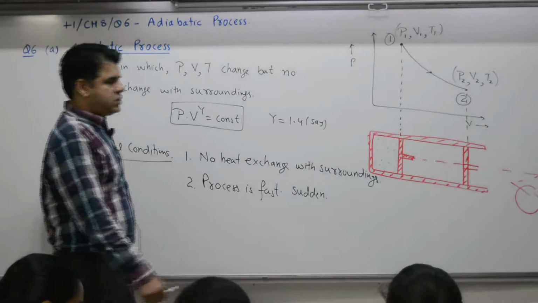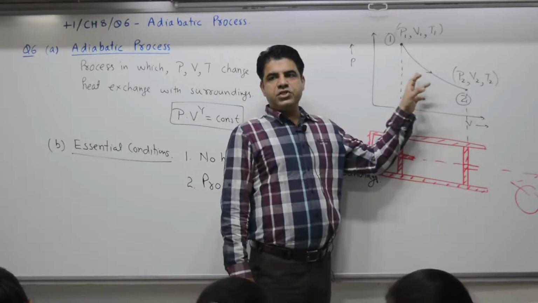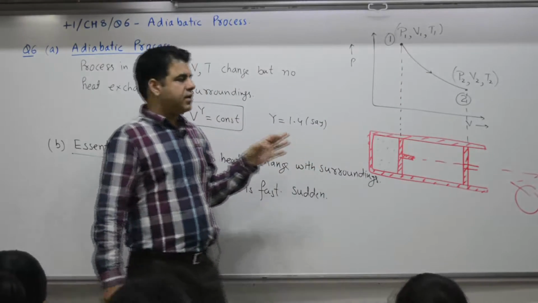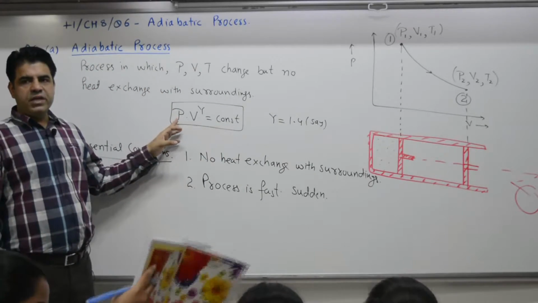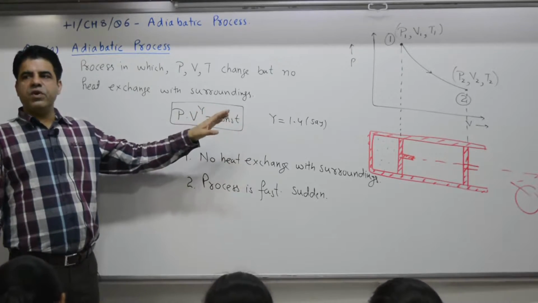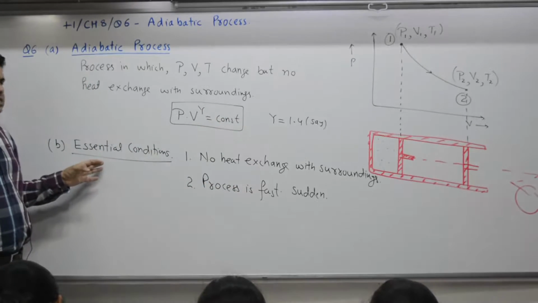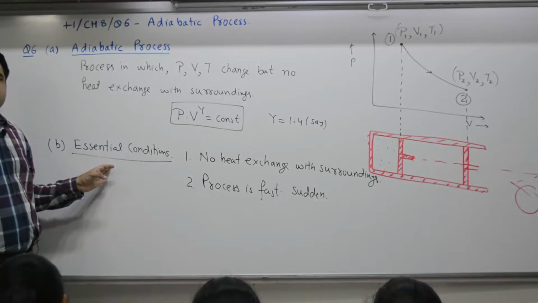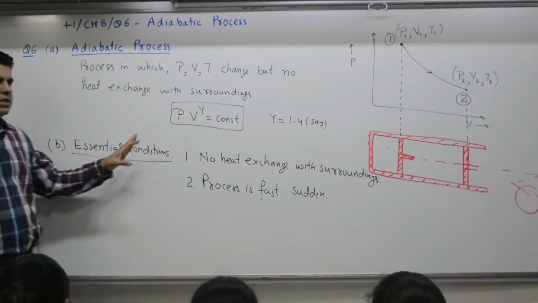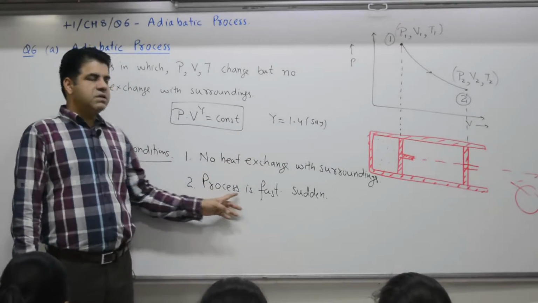Once again, what is the adiabatic process? A thermodynamic process in which pressure, volume and temperature change, but there is no heat exchange with the surrounding. The relationship between P and V is PV to the power gamma is equal to constant, gamma is equal to 1.4, or examiner may give you 1.5 or 1.6. Essential conditions. In isothermal, condition was slow and there was heat exchange with the surrounding. In adiabatic process, no heat exchange with the surrounding. Process is fast, sudden.